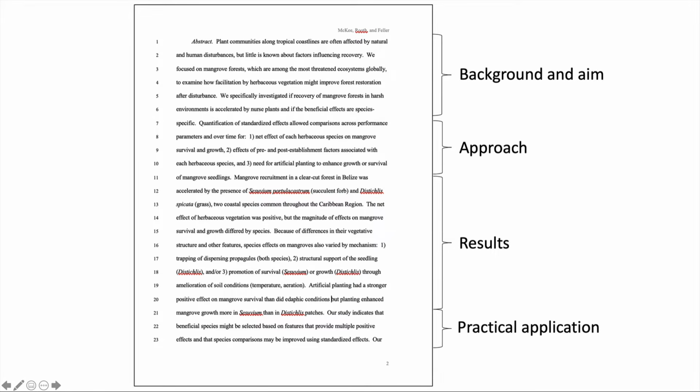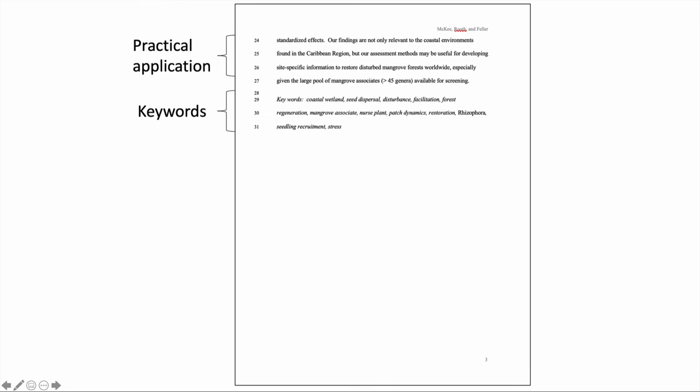The last 2 sentences explain the practical application of the findings. Along with the abstract are keywords. Select keywords and phrases that people will likely use to search for papers. For more guidance in writing an abstract, see the link in the description.